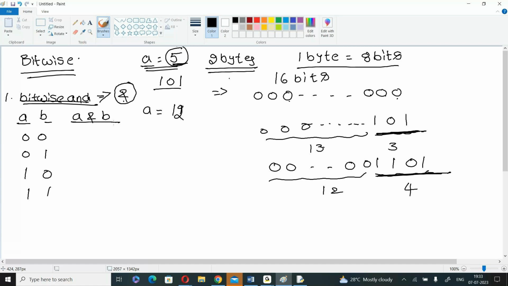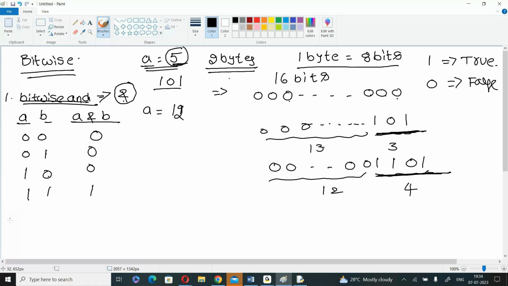In this situation, if both are 1, the result is 1. 1 and 0 gives 0, 0 and 1 gives 0, 0 and 0 gives 0. Like both are true. Generally, in programming, 1 is considered true and 0 is considered false. Now, a AND b.